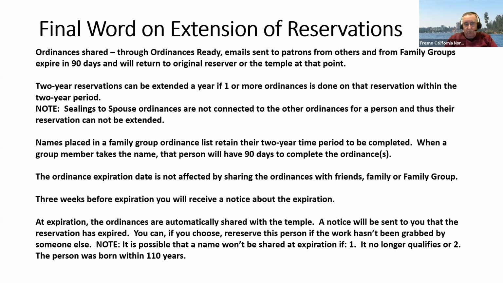They stand alone. So if you have the person's individual ordinances to do and the sealing to spouse, if you do some of those individual ordinances, the person's going to have a total of 3 years to get done, but that sealing to spouse still has to get done within 2 years. So be aware of that. Names placed in a family group ordinance list retain their 2-year time period to get completed. And when a group member takes the name, they get that 90-day clock.